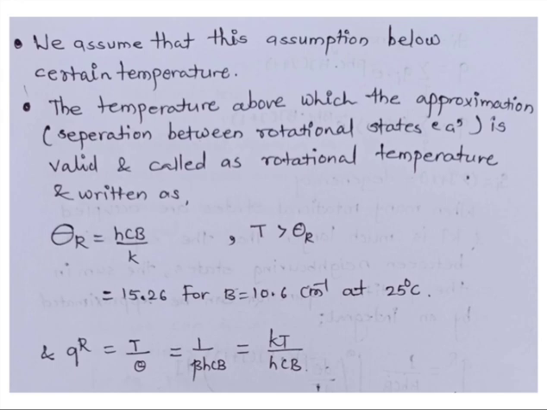And for the rotational partition function, there is a new equation also. If theta R is equal to hcB by k, then QR is equal to T upon theta R, which is equal to 1 upon beta hcB again, and is equal to kT upon hcB. So simply theta is equal to hcB by k again.